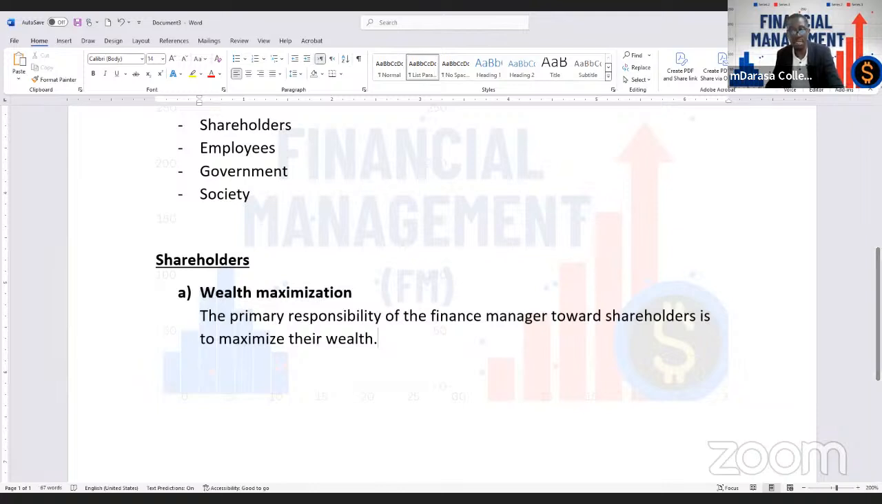I know one will ask, Mwalimu, how? That will be the next question. How? So you find that, of course, this involves making decisions. And who is making these decisions? Finance managers. Making decisions that increase the firm's value, leading to higher share prices and dividends. That is how the wealth of the shareholders will be maximized. We're saying that this involves making decisions that increase the firm's value, leading to higher share prices and dividends. That is very important to note.